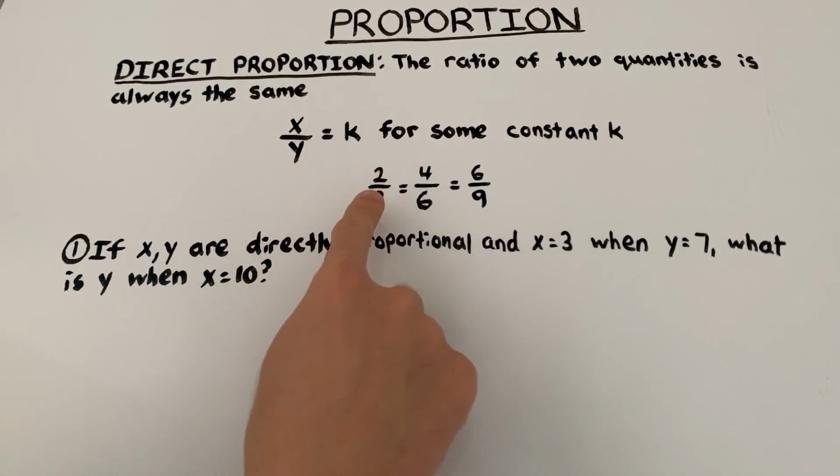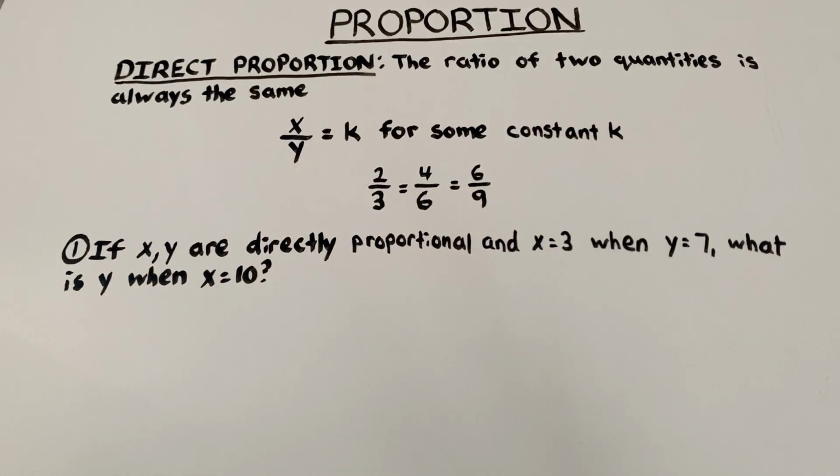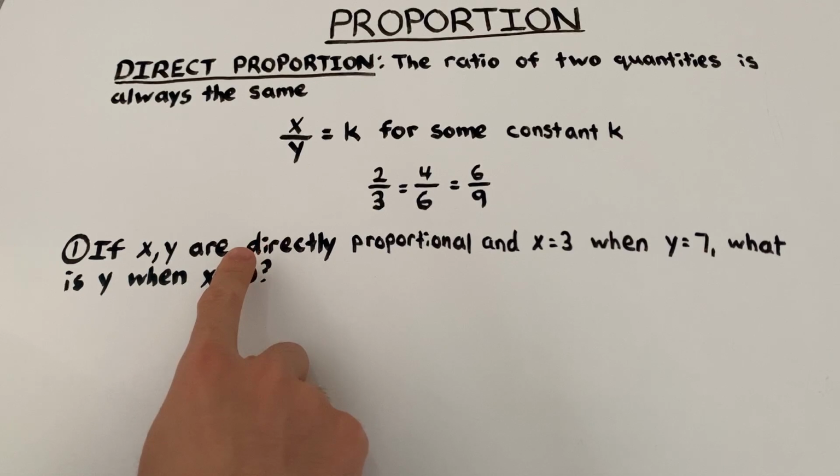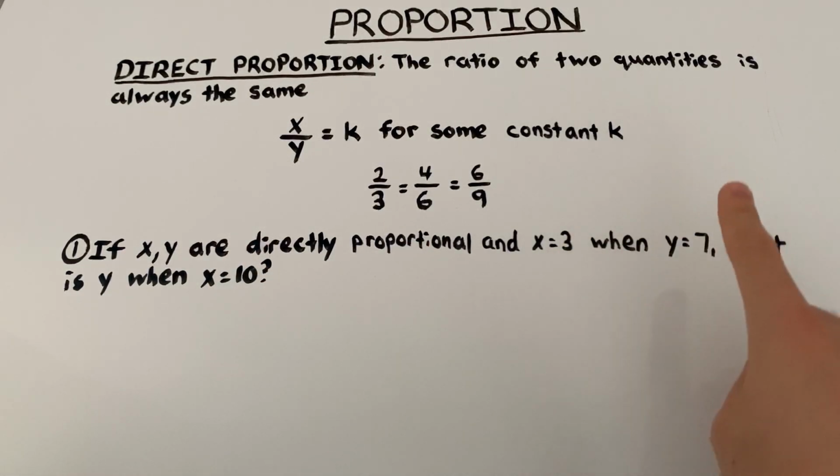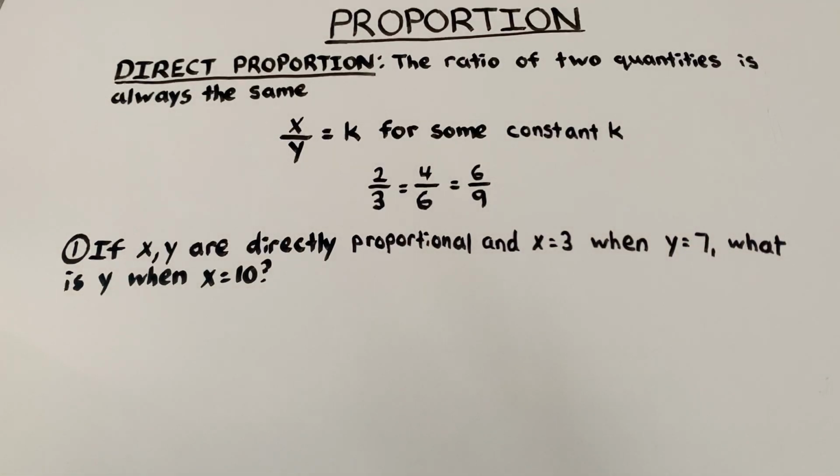Now you might be looking at this and saying to yourself, direct proportion is just ratios. And that is true. That is exactly what it is. So it's a fancy name, but as we can see, it's nothing too difficult. Now let's get into the first problem, which says that if x and y are directly proportional and x equals 3 when y equals 7, then what is y when x equals 10?